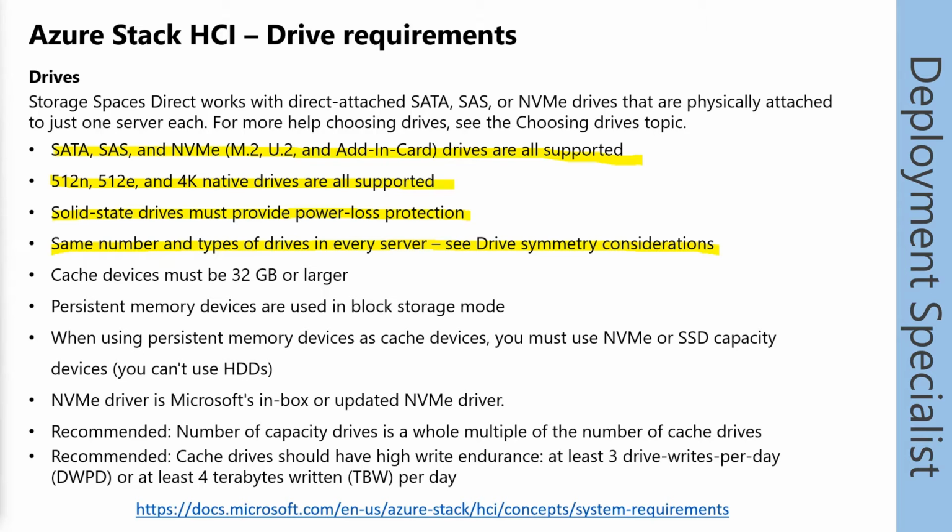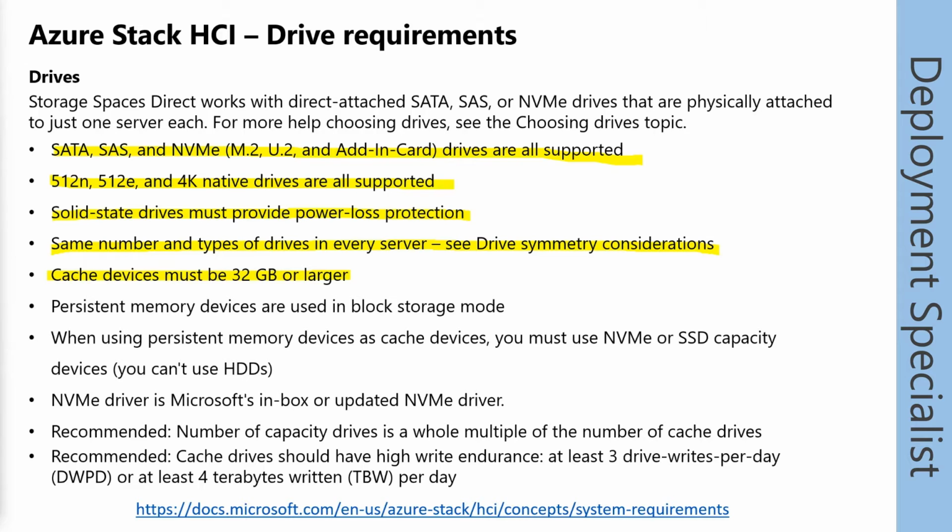Cache drives must be minimum 32 gigabytes. This is important because you could think about putting some very fast and expensive but very small drives as a cache in the servers, but they have to be minimum 32 gigabytes. Usually you have much more, because usually you need 10% of your capacity as cache drive capacity if you want to configure cache drives. As I already mentioned, the cache drives are optional.